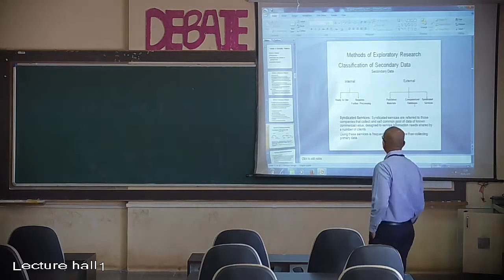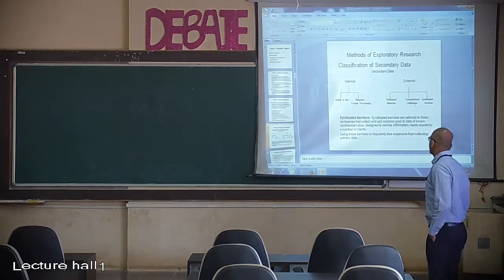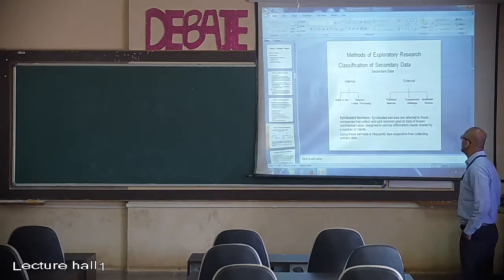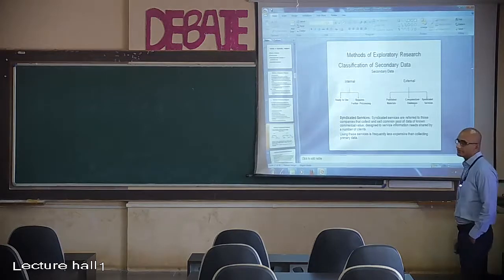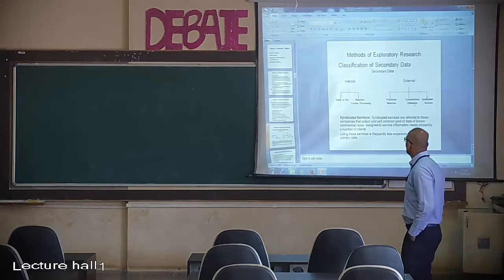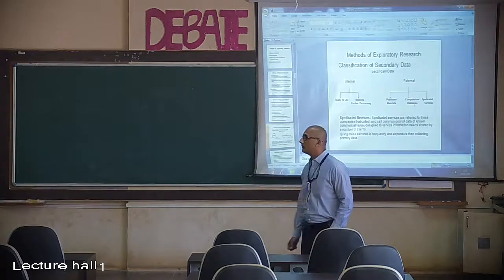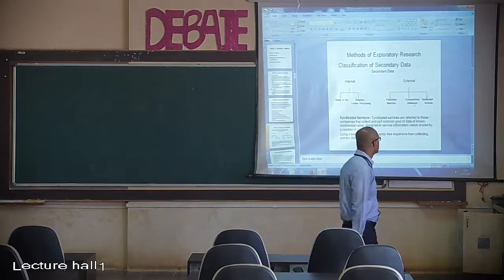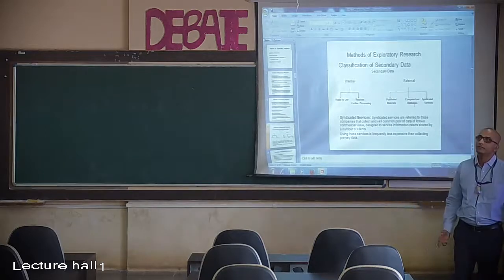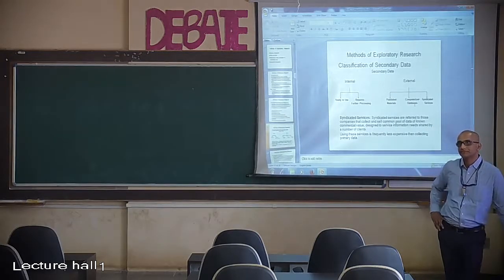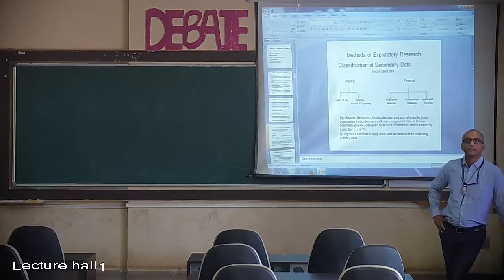So now let's move on to external data. There are three different types of external data that we have here. One is the published material, second is the computerized database, and third is syndicated services. First, we will try to understand what published material is. Published material is something which has been published, such as the online databases that we have.